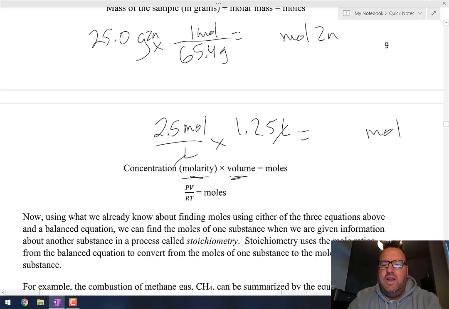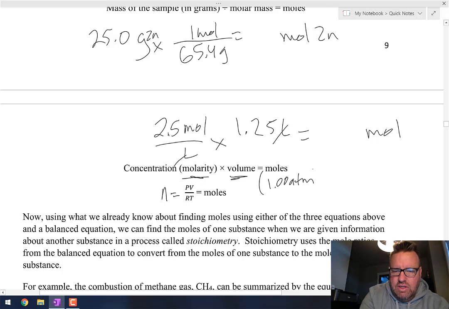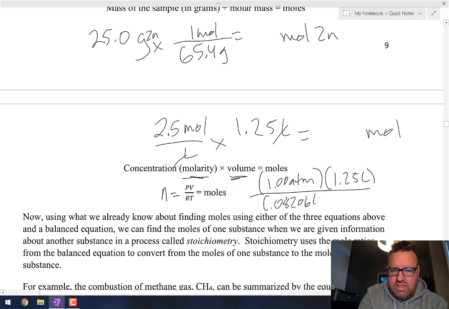So by taking the molarity and multiplying by the volume, that's a second way to find moles. Our third way is to use PV equals nRT to solve for n, which we know is equal to the moles. You would take the pressure, let's say 1 atmosphere, the volume of 1.25 liters, and R, which is 0.08206 liter atmospheres over Kelvin mole. The temperature would be, say, 295 Kelvin. You'll notice liters, atmospheres, and Kelvin all cancel, and you're left with moles.